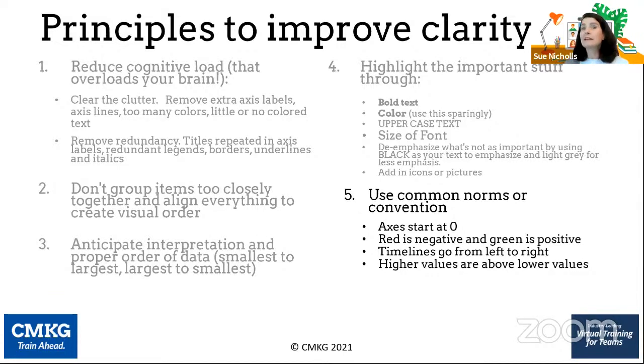Make sure you use red as negative and green as positive. Timelines go from left to right. Higher values are above lower values. Don't go the other way, unless, once again, it's for a reason and you're really explaining it because it's for a specific purpose. So don't try to mess around with some of the common norms, or you can end up having misinterpretation of what you're doing.